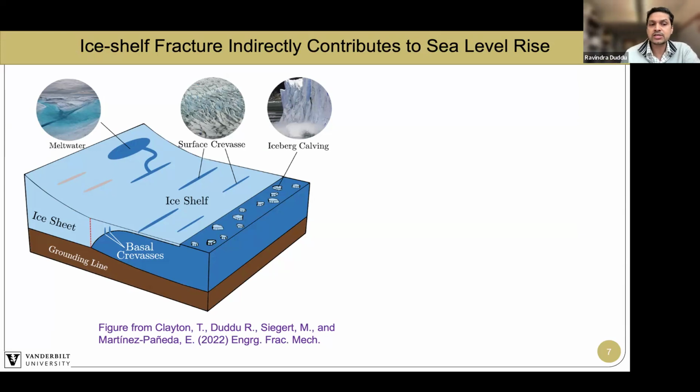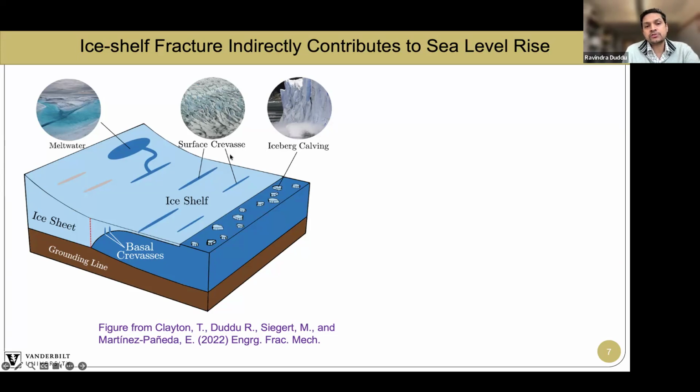Coming to the fracture part, ice shelf fracture indirectly contributes to sea level rise, even if not directly. If you look at this conceptual diagram, you have the grounded portion of the ice sheet, and as it meets the ocean, since ice is less dense than water, it starts to float, and because there is no basal friction, ice starts to flow faster. That leads to flow-based thinning, but it also thins due to the water melting it, which we call basal melting. As it thins, it also starts to fracture. Near the terminus, it breaks into smaller icebergs, which we call the iceberg calving process.